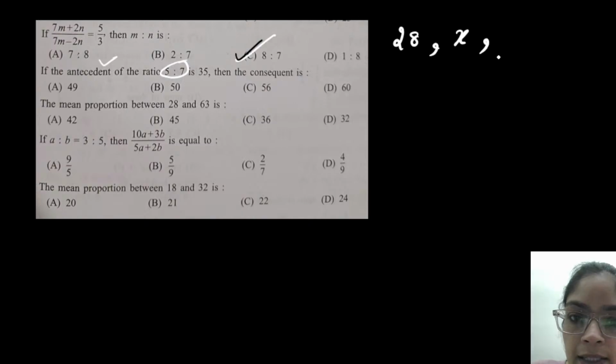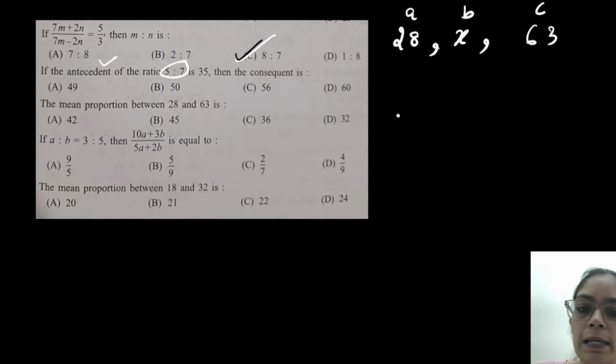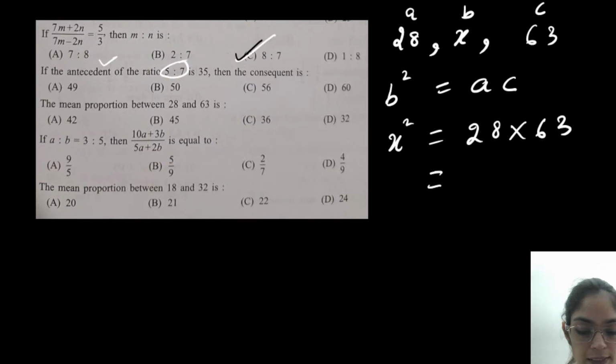If we are talking about continued proportion, that means only three numbers we have to write. So 28 and 63 are given to us, and in the middle I am just writing x, assuming the mean as x. So A, B, C are there. The formula for mean proportion is B square is equal to AC. B is x, so x square is equal to AC, and AC means 28 into 63.